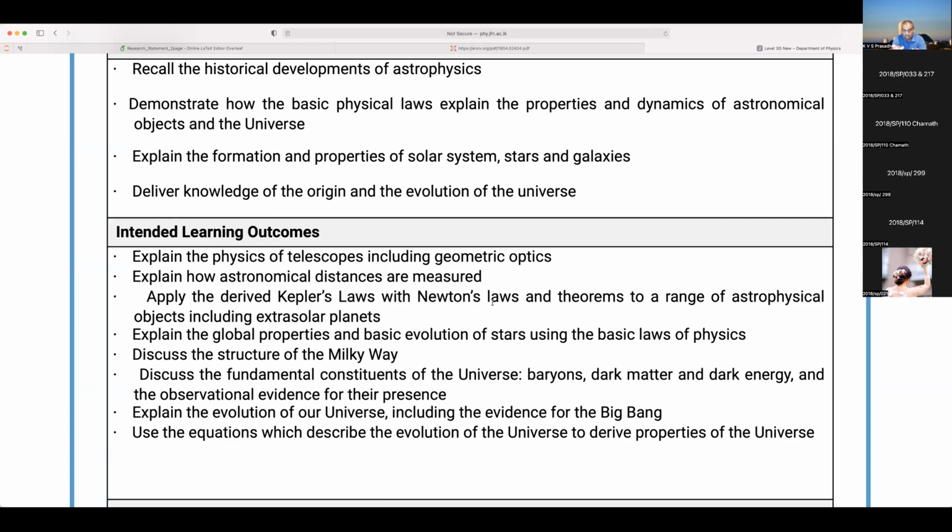So this is basically what I will be teaching, and this is what you will be tested on at the end of this course, right? So what I'm going to test is whether you have knowledge in these areas, whether you can explain how a telescope works, the basic physics laws, and how you can measure distances, and how you can explain the evolution of stars, whether you know about the structure of the Milky Way, and those kinds of things will be tested at the end, right?